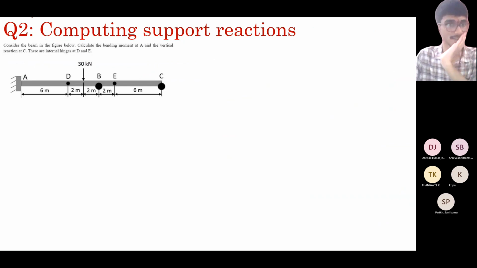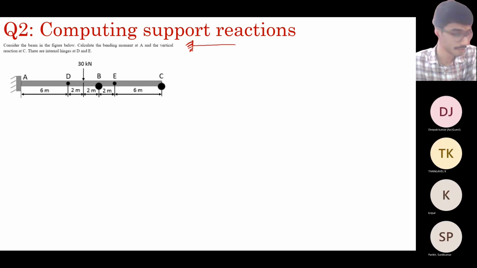So this is part B. Now this is a given structure, so let us idealize it. As I said, the first step is idealizing. We need to find the support reactions. This is a fixed support.